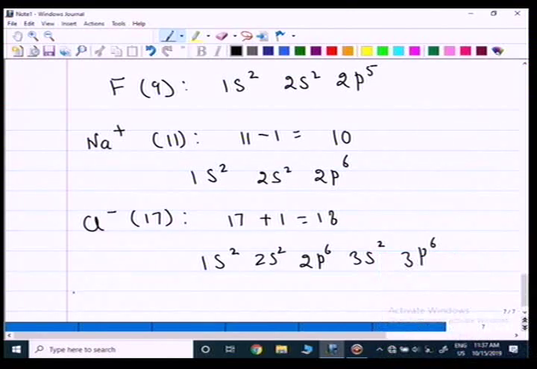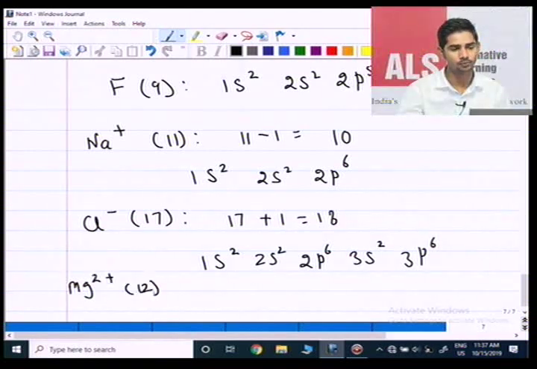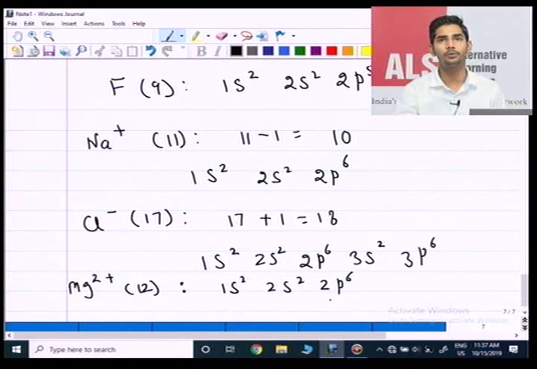If I talk about Mg2 plus, magnesium is 12, 2 plus means loss of 2 electrons. So this one will be 1s2, 2s2, 2p6. Any confusion or doubt regarding this one?